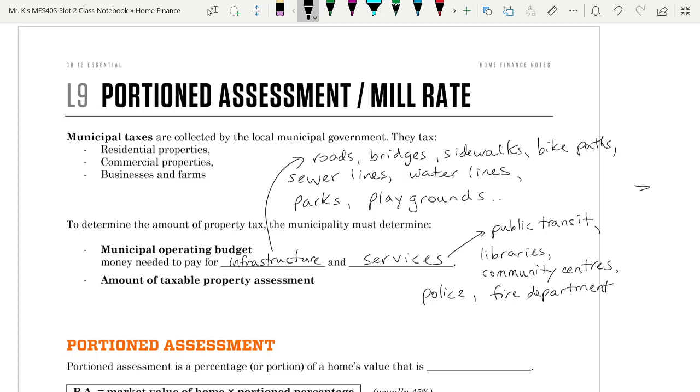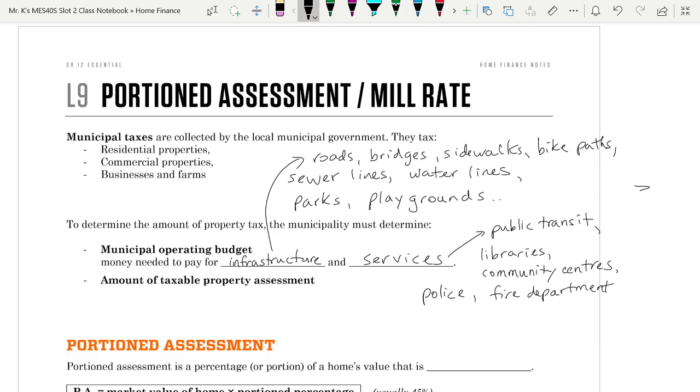So there we go. Now a town has to sit down and say, okay, we'll make a budget. All of these things are the things we have to pay for. Then they have to figure out how much taxable property they have in their town that they have to assess.